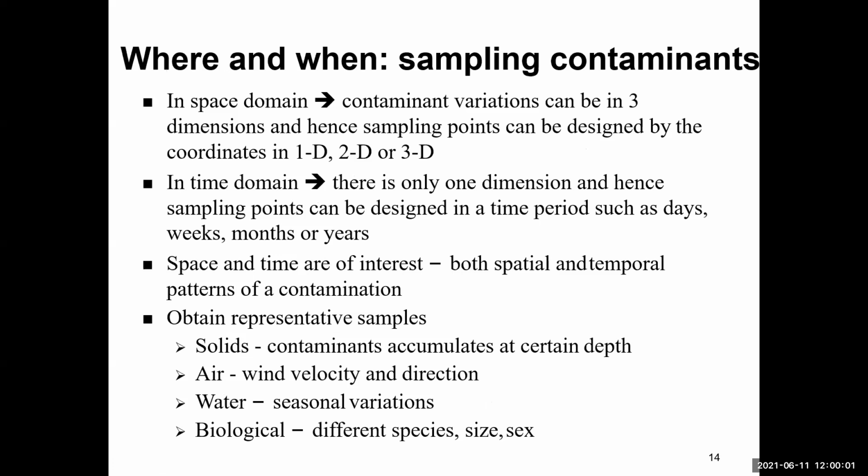Where and when to sample contaminants. Where means which site, and when means which date, when you collect the sample. In the space domain, contaminant variation can be in three dimensions, and hence sampling points can be designed by the coordinates of 1D, 2D, and 3D. These are the sampling collection points.